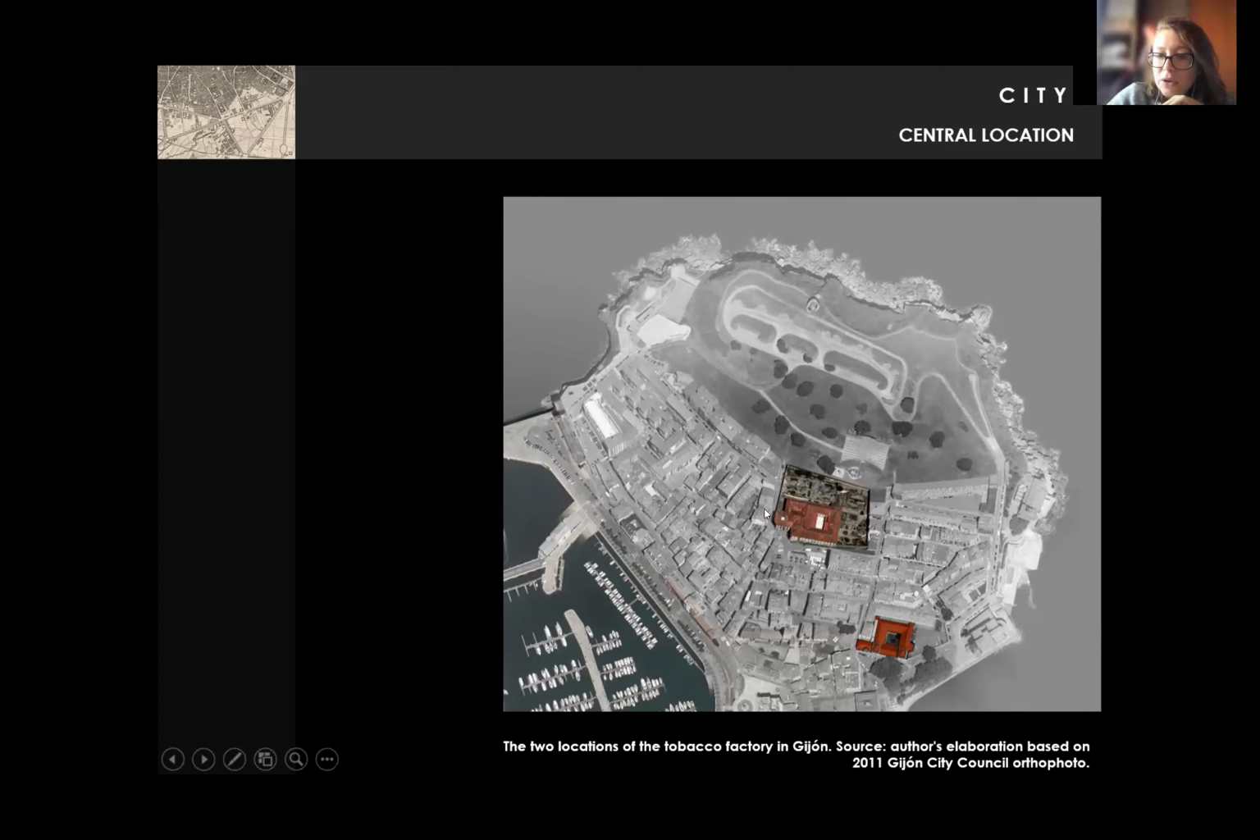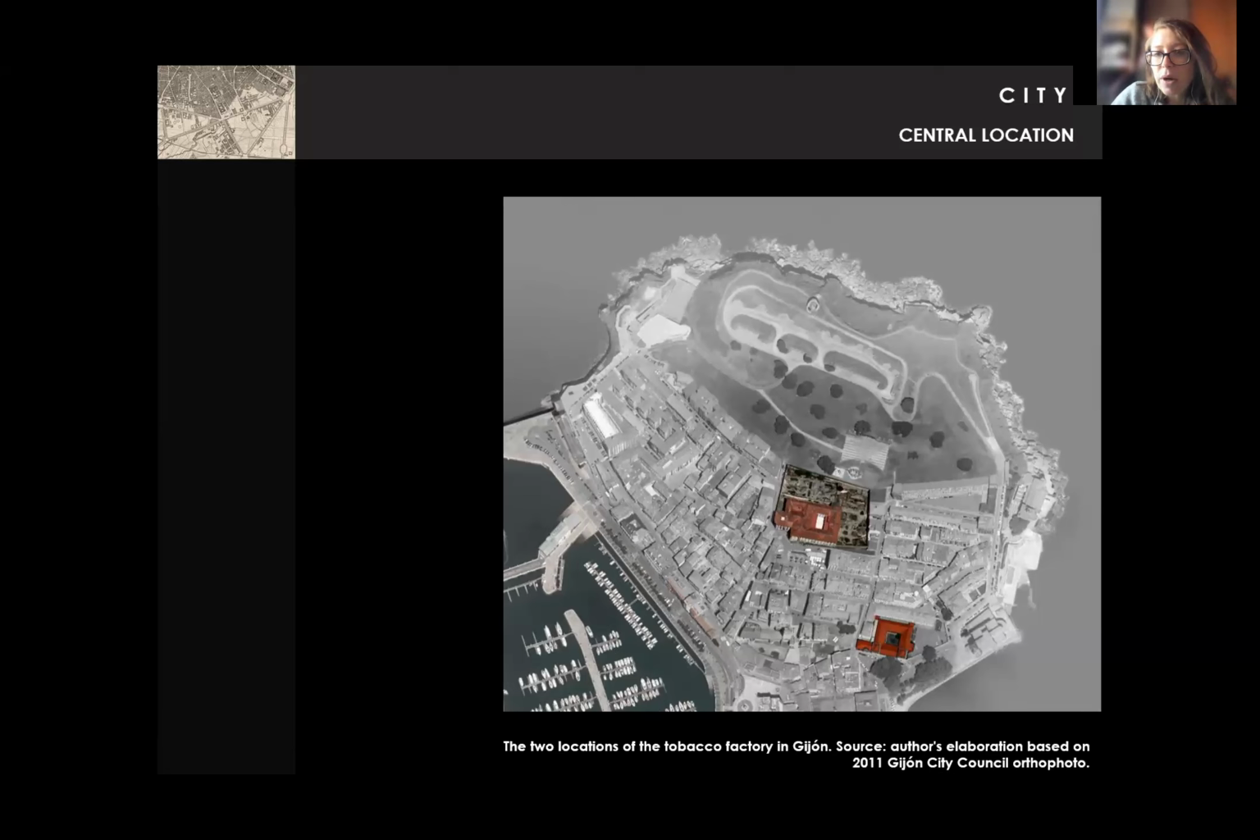So this is the factory. This is an old image because this factory has now been repurposed as a cultural center. But this is the factory of Gijón. It was in the very center of the historical city, near the port, which is now obviously a modern port, but it was near the historical port, near the city council, all the important buildings of the city, because this was also a characteristic of the tobacco industry.